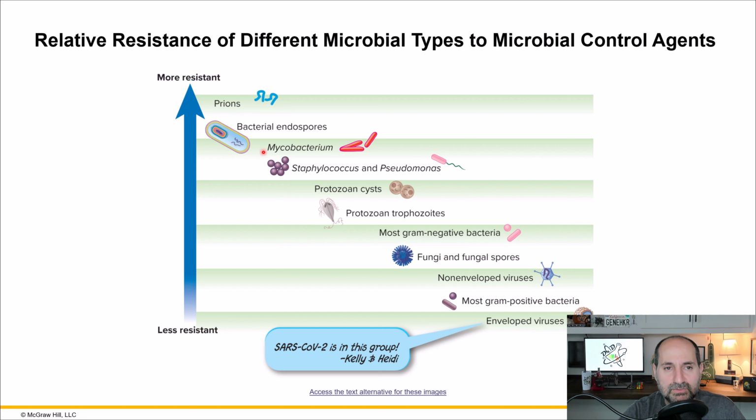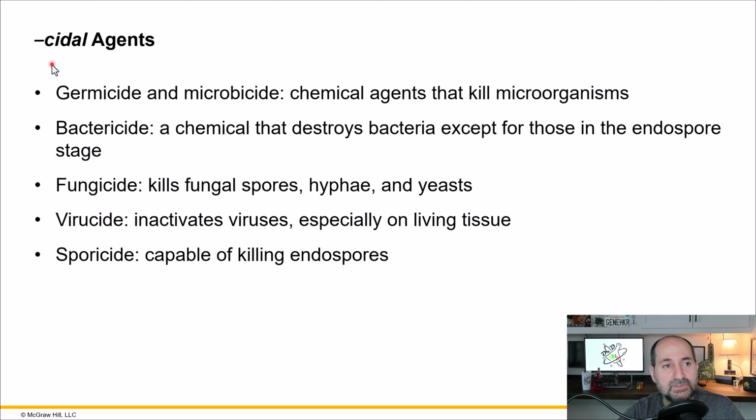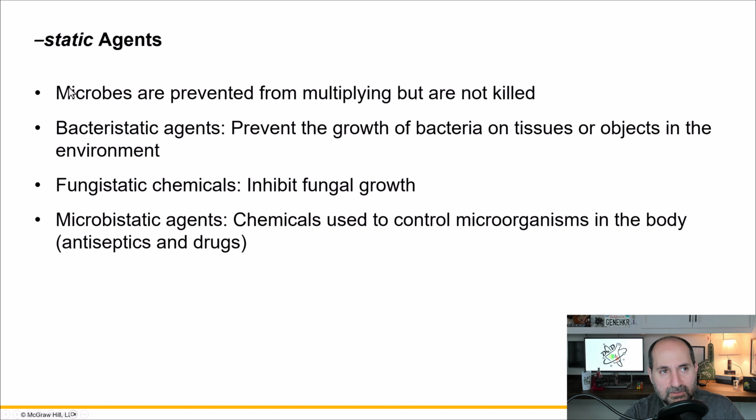These are the most resistant microbial types to treat. You should know that cidal agents kill. For instance, fungicides kill fungal spores and hyphae and yeasts. Virucides inactivate viruses. Sporicides kill endospores. Whereas static agents prevent microbes from multiplying, but they do not kill.